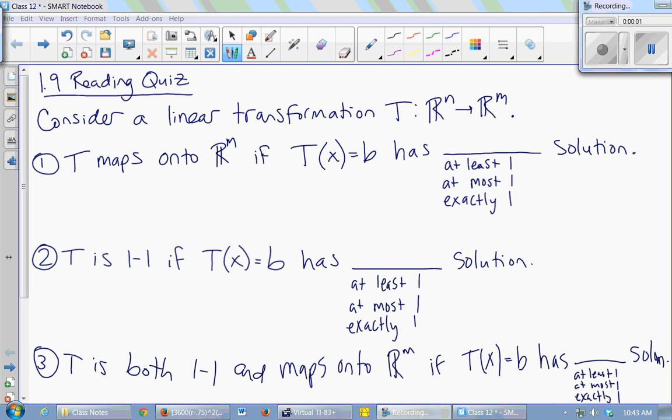Of onto, a function that maps onto its codomain, onto Rm. It is onto if T of x equals b has at least one solution, no matter what b is. And T is one-to-one if T of x equals b has at most one solution. And it's both one-to-one and onto exactly when it has at least one and at most one, which means it has exactly one.